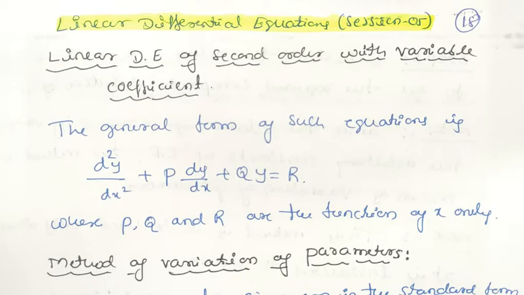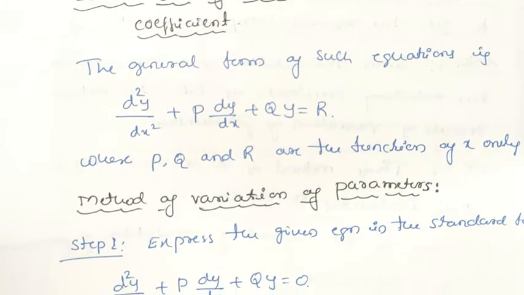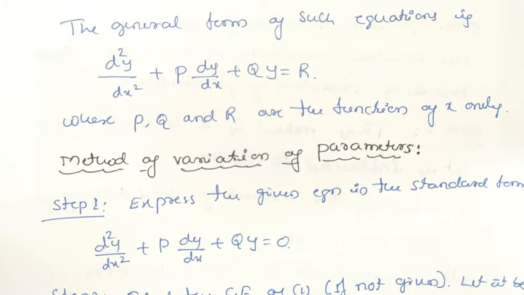Myself Dr. Hemavati. In this session we are going to study linear differential equations of second order with variable coefficients. The general form of such an equation is d2y by dx square plus p dy by dx plus qy is equal to r, where p, q and r are functions of x only. Let us see the method of variation of parameters.